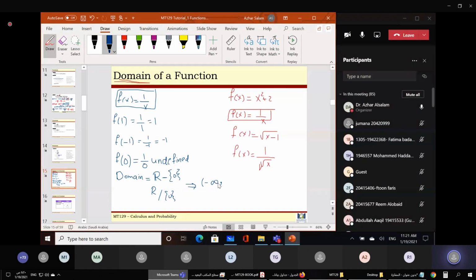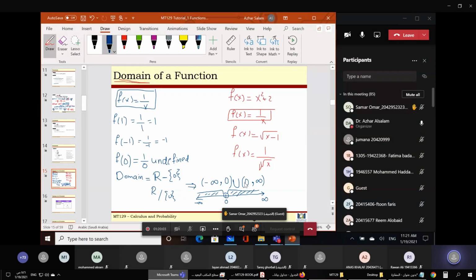I can write the domain as an interval, as a union of two separate intervals: from minus infinity to 0, united with from 0 to infinity. Of course, when we present it on the number line, the 0 will be here. It will be all the numbers from minus infinity to 0, and all the numbers from 0 to plus infinity. That will be the domain, but not the 0. Note here that the 0 is an open circle. So here is the union between the two intervals.